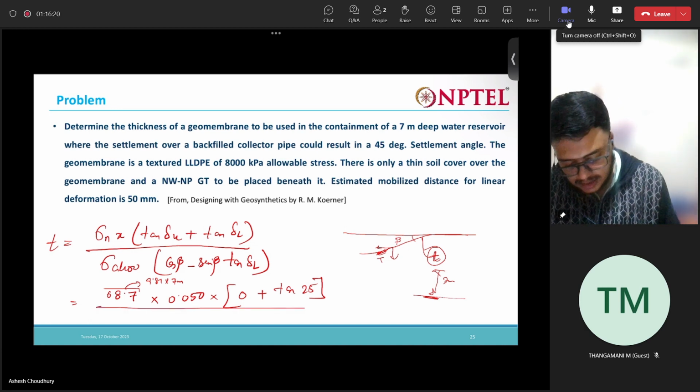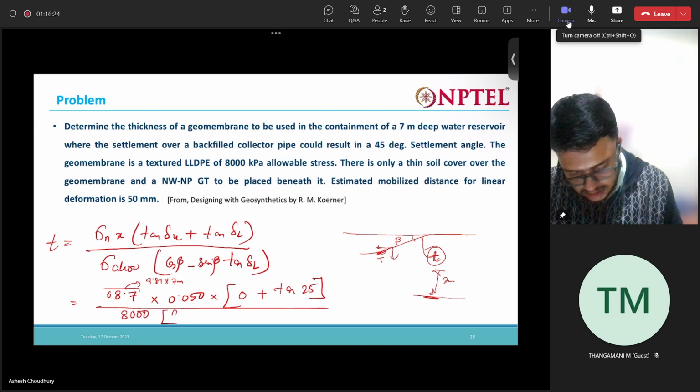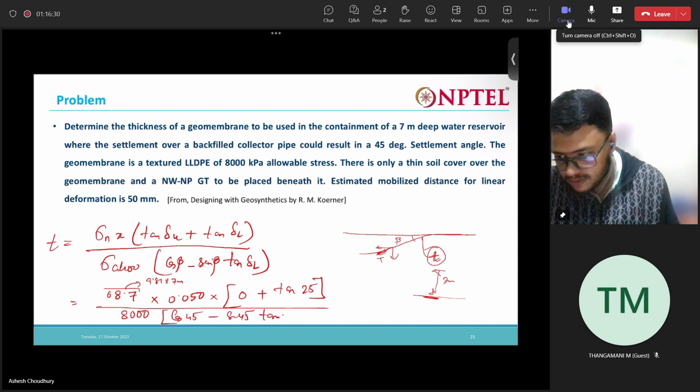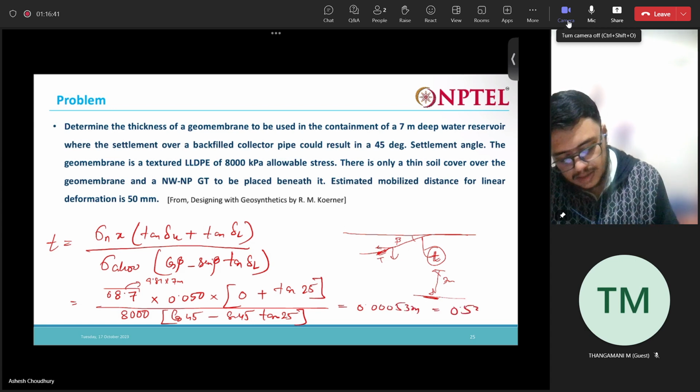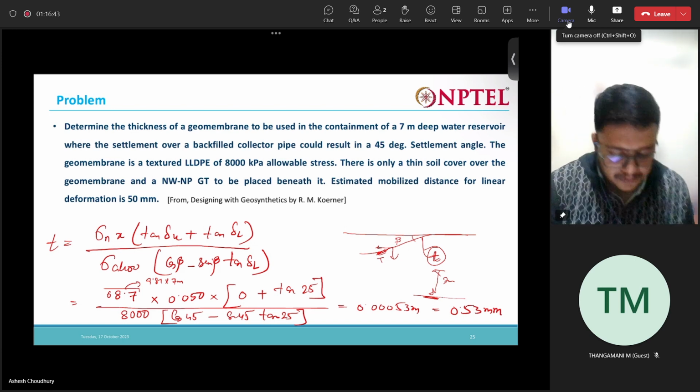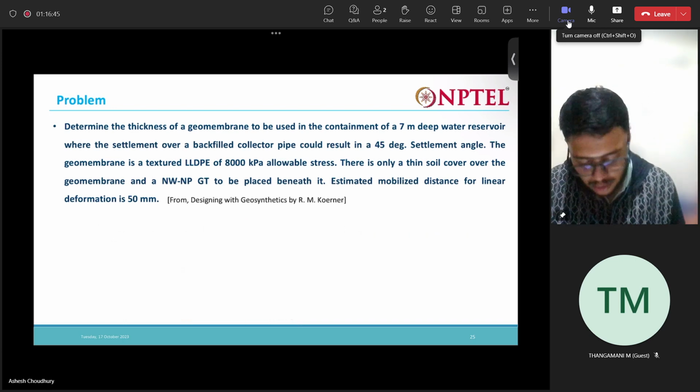What is the allowable stress? 8000 kPa. Cos beta minus sin beta tan delta lower, which is 25. If you do this, you will get thickness equal to 0.53 mm. Okay, so I hope this is clear.